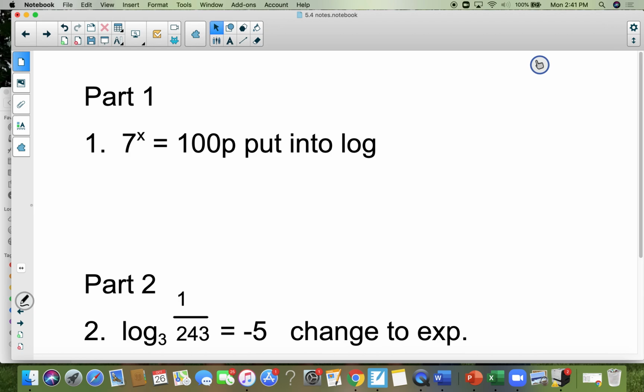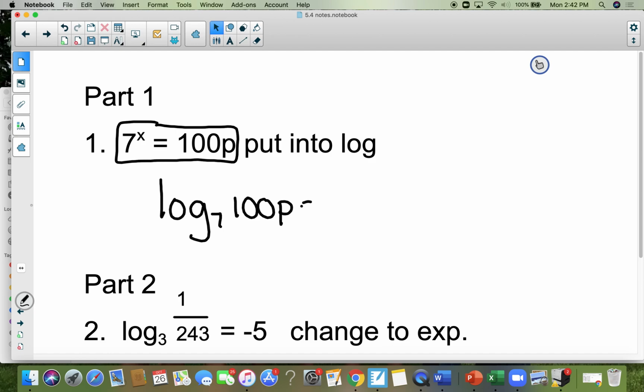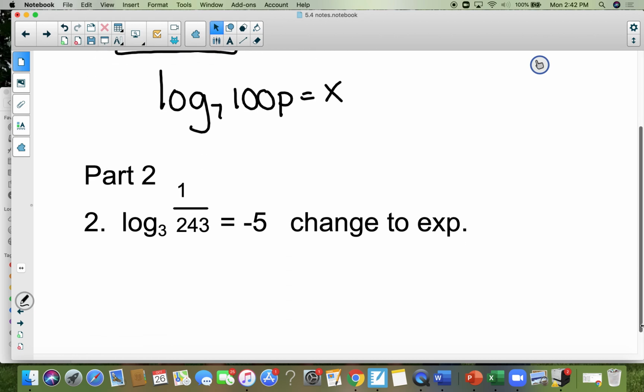Okay, that was the introduction. Now we're going to go through all the parts. So here's the parts. This is an exponential form. They want you to put it into log form. So the log base 7 of 100p equals x. They just want you to put it into log form. Part 2, it's in log form, and they want you to put it into exponential form.